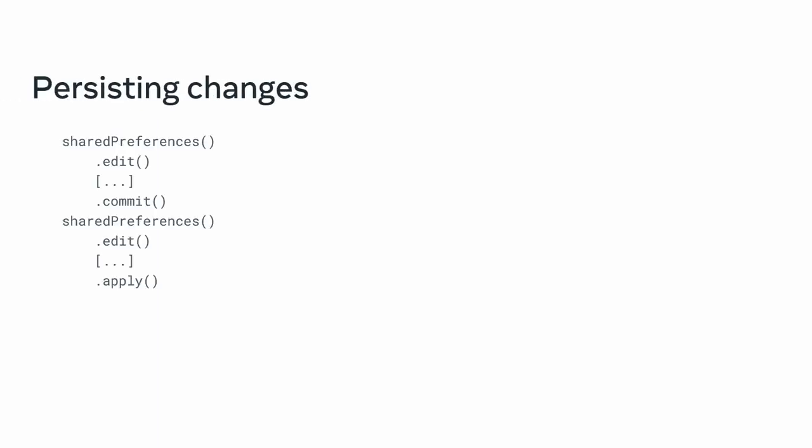To persist the changes in the editor, you call commit or apply. Commit is synchronous and returns a Boolean indicating success or failure. Apply runs asynchronously and safely saves the changes in the background. You will not be notified if apply failed. If the shared preferences file did not exist prior to calling commit or apply, it will be created when these functions execute.